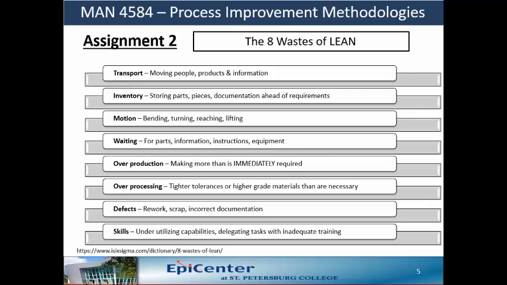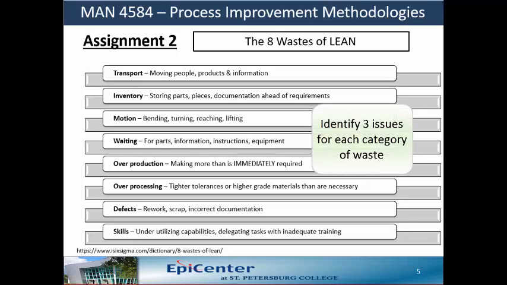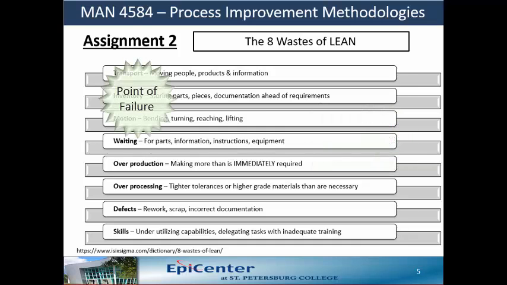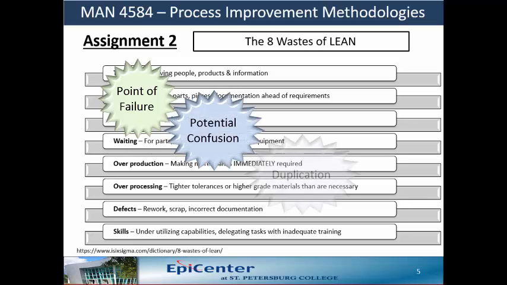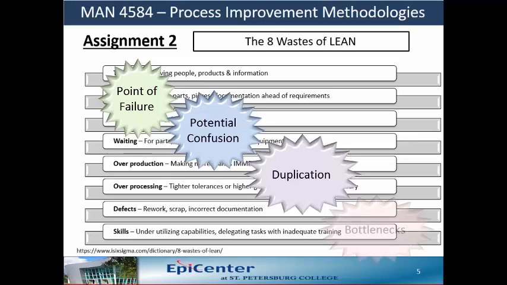These are the typical 8 wastes of lean that you will be reading about in the literature. These are reflected in the template provided for you. For each waste category, you will need to identify at least 3 issues pertaining to that particular waste. Some things to look for are points of failure, potential confusion, duplication, or bottlenecks.